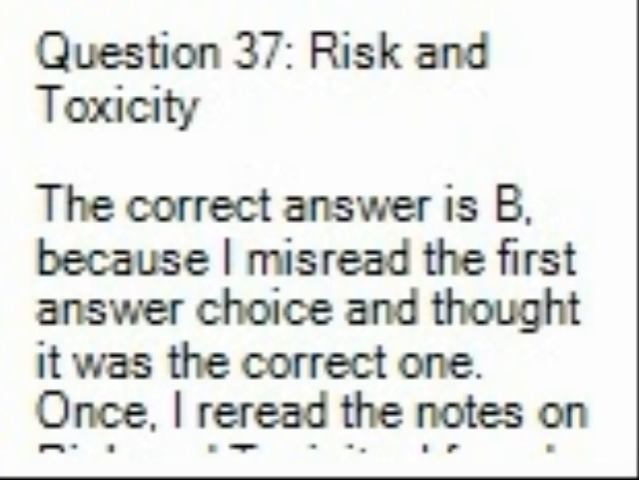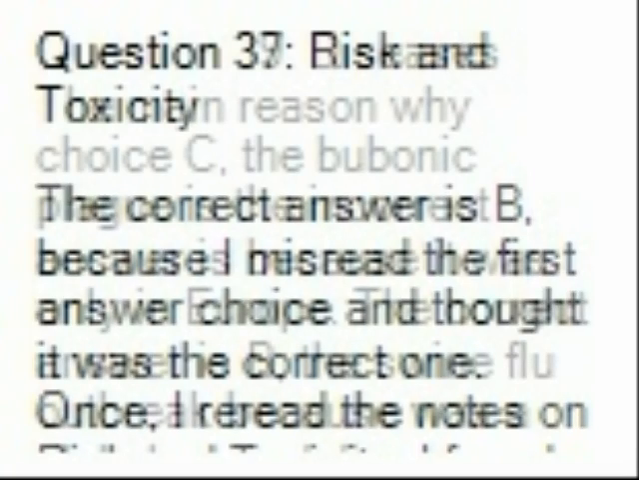Question 37 was also about risk and toxicity. The question states that an action should not be taken if the consequences are uncertain and potential, and it's one of the principles that we learned. I found this in the risk and toxicity notes, and I believe it's the precautionary principle. When I first read it, I thought that it was letter A, but it was actually the correct answer.